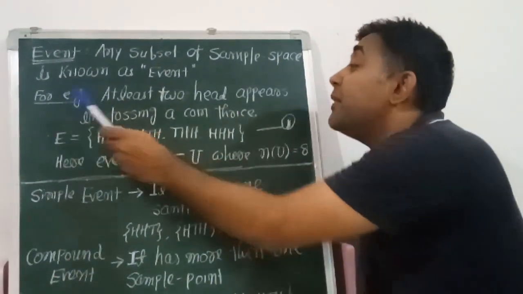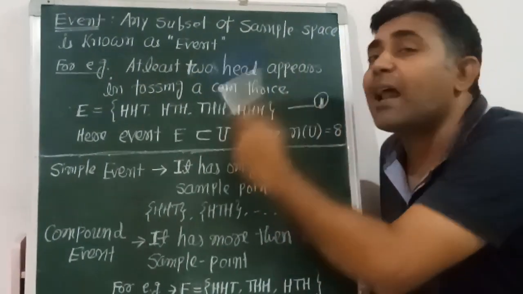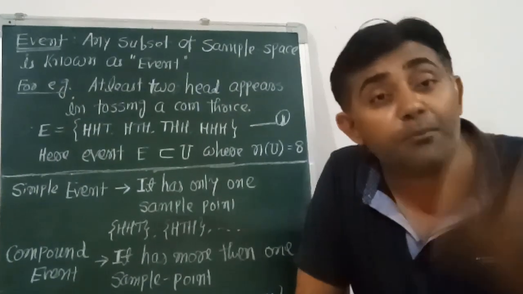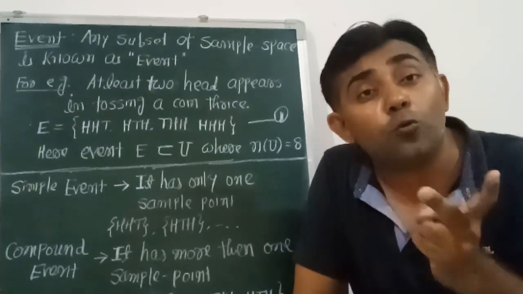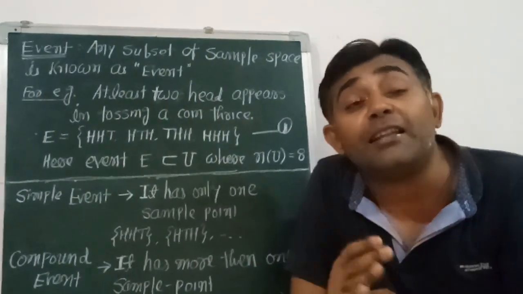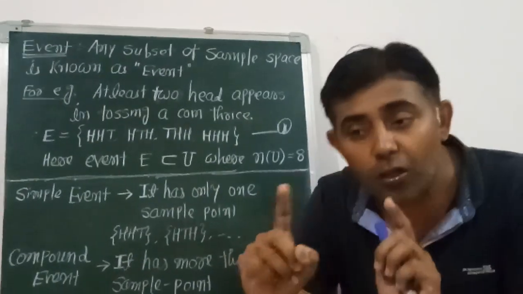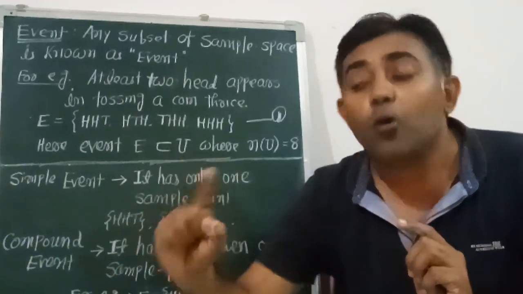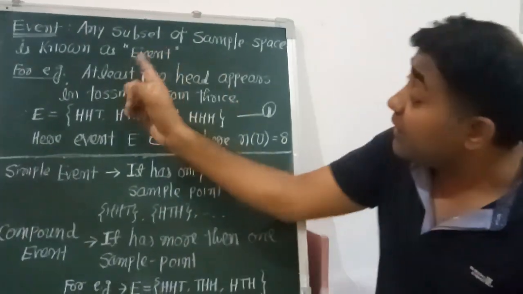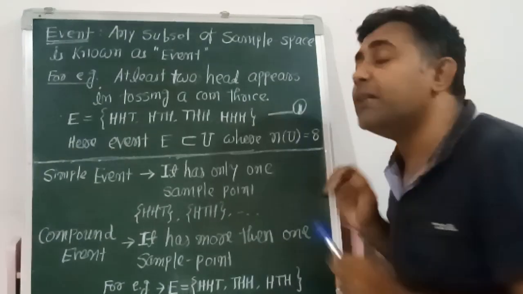I give one example: at least two heads appear in tossing a coin thrice. It means when a coin is tossed three times, we have 2 cross 2 cross 2. Mathematically, there is a Cartesian product of three sets, HT cross HT cross HT. So this is called the sample space. But in this case, what is our event? At least two heads appear.